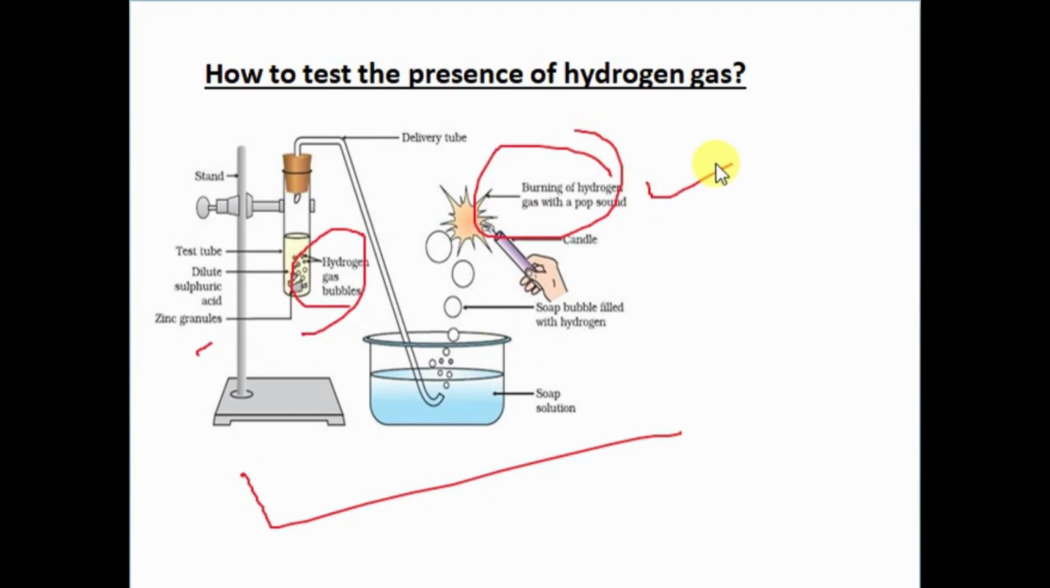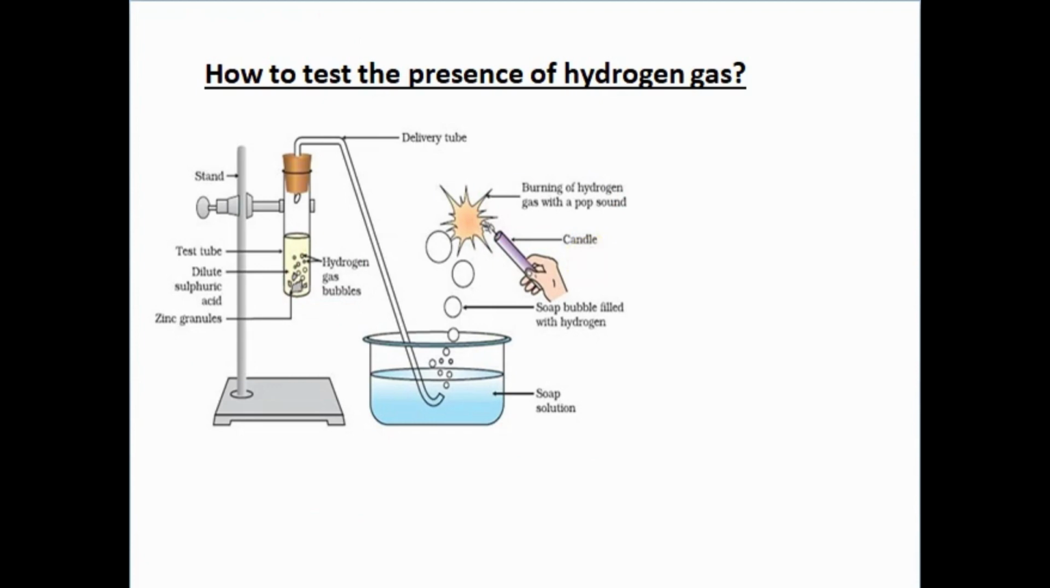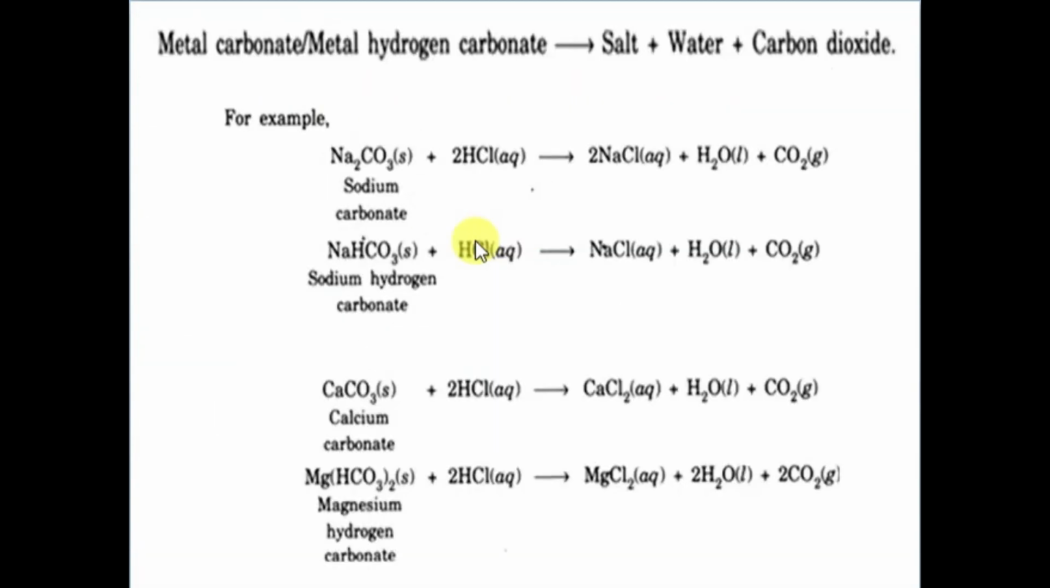So this was the experiment. I hope this is clear. Now we'll study another reaction, where we'll see that when metal carbonate or metal hydrogen carbonate reacts with acid, they give salt, water, and carbon dioxide. So this is the other reaction.